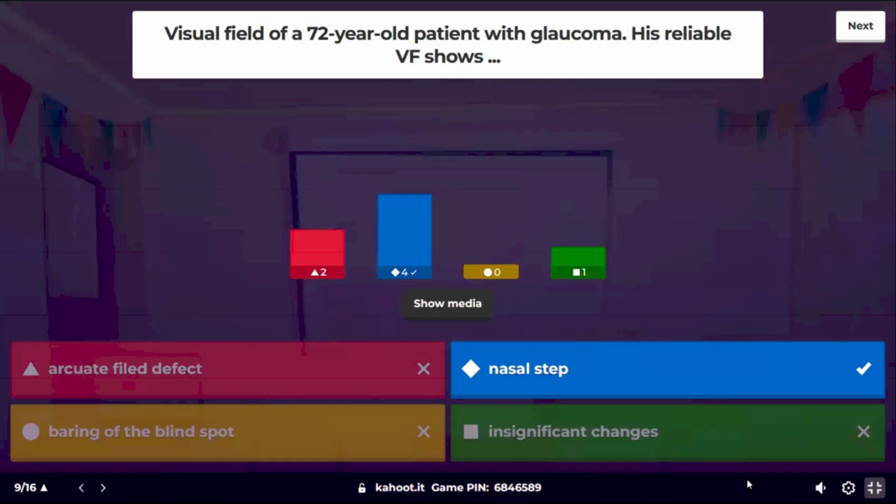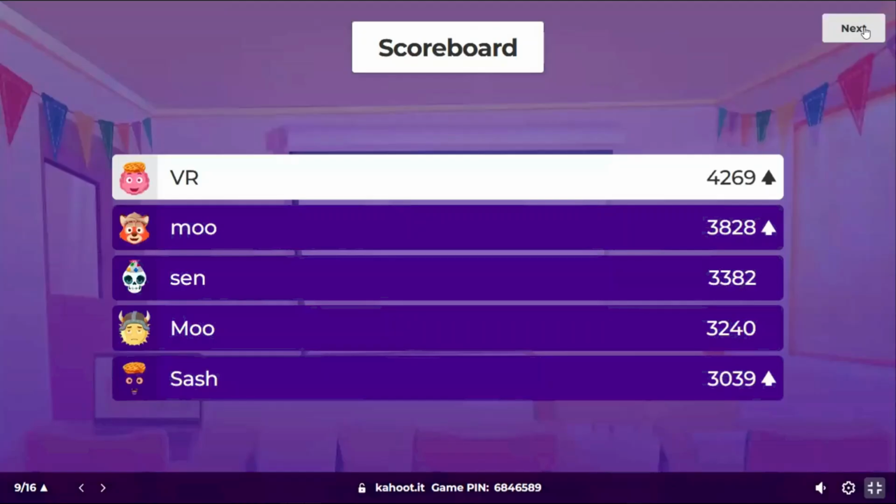Yeah, nasal step. Yes. The idea behind this question is that it's really important to know a lot about the glaucomatous visual field defects and how to differentiate them from, for example, other optic neuropathies or other neurological disorders, Anderson criteria, and so on.